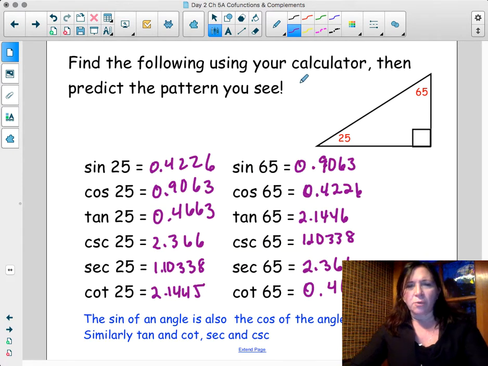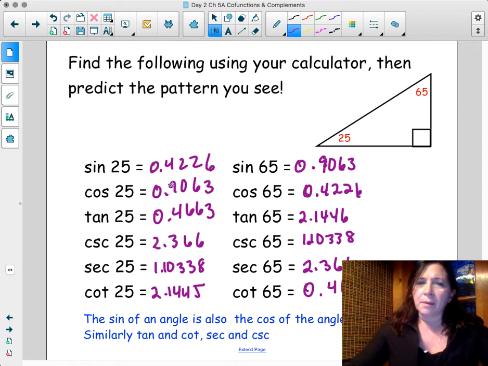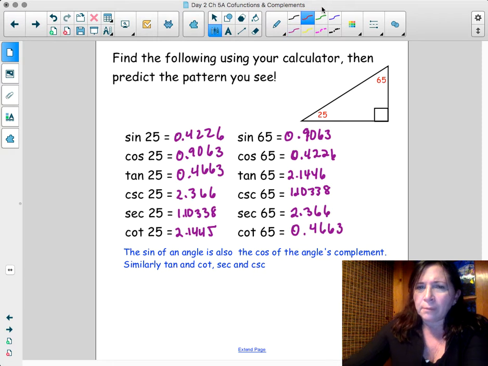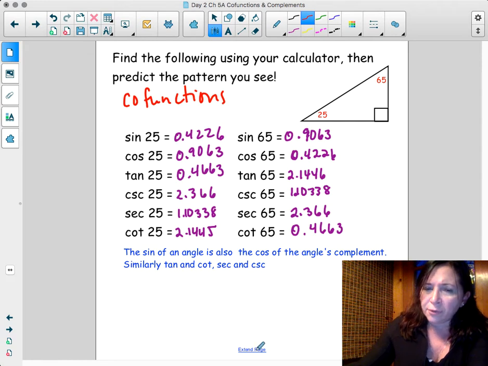So hopefully you went through all of the functions here, sine of 25 degrees, etc. And please take a moment and verify your answers with mine. And what you're looking for are what we call our cofunctions, okay? Because cofunctions are equivalent values, so they're equivalent.